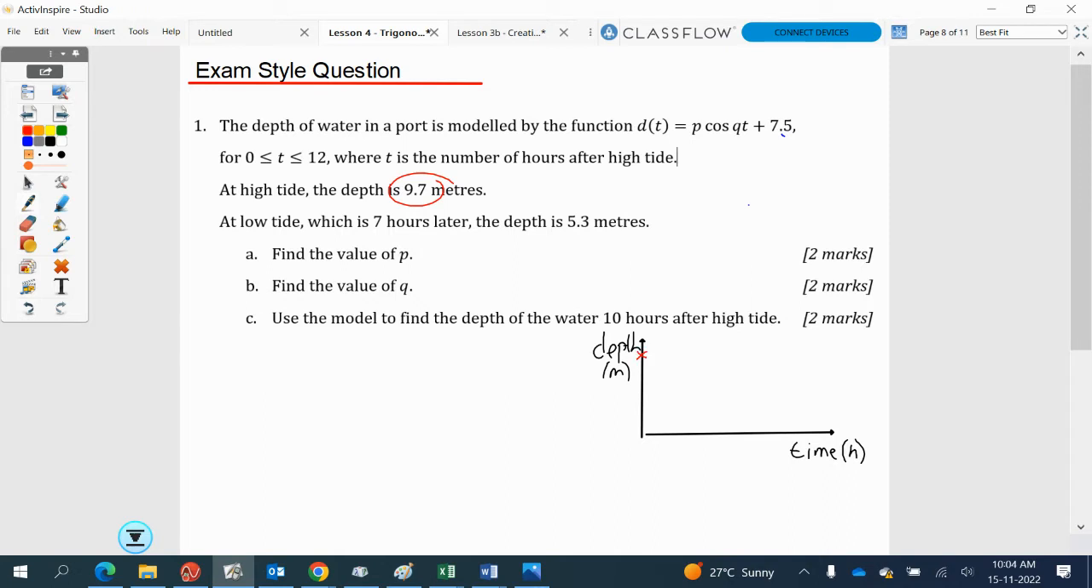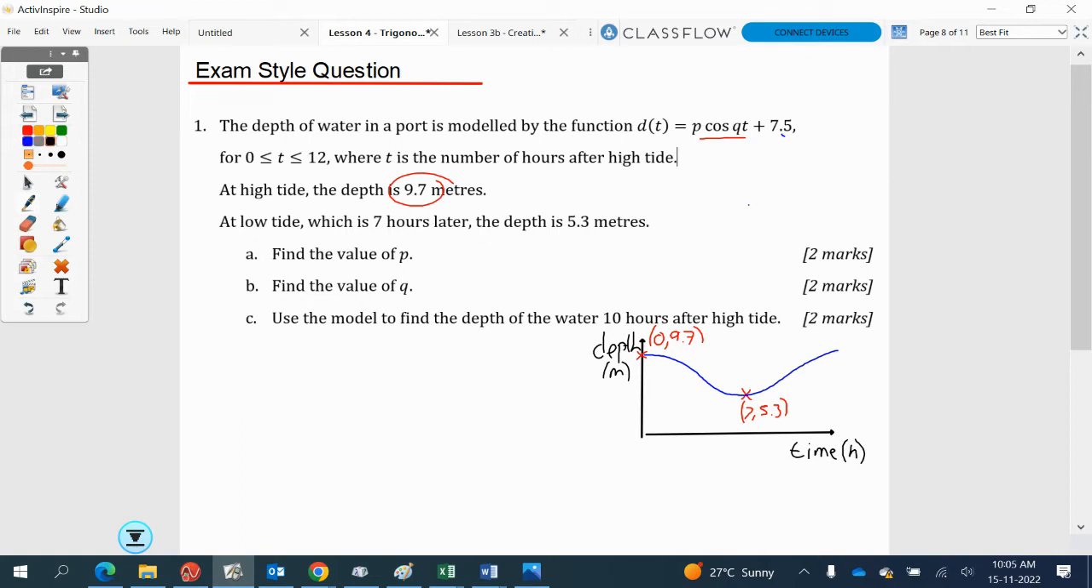So here at this point, we have 0, 9.7. We have an x. Low tide is 7 hours later, and it's at a depth of 5.3. So 5.3 is about here, and this is 7, 5.3. It's a cosine function, so the curve is going to look something like that. You see the idea of formula.